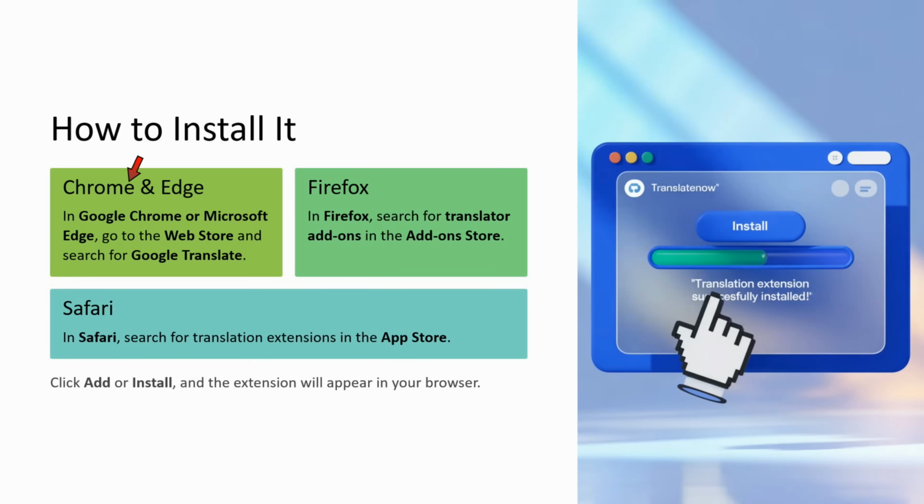In Google Chrome or Microsoft Edge, go to the web store and search for Google Translate. In the case of Firefox, go to the add-on store, then search for translator add-ons. In the case of Safari, search for a translation extension in the App Store. Then you can find the extension, click on add or install, and the extension will appear in your browser.